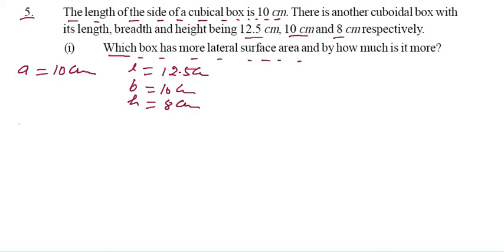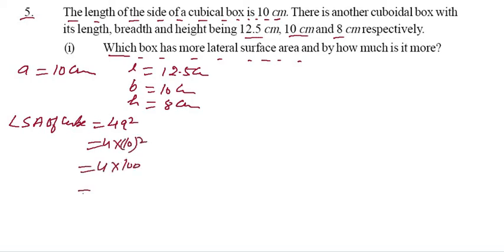Let's find the lateral surface area of both. So first of all, LSA of cube is equal to 4a square. So you can put the value. So 4 into a square, that is 10 square. So that one is 4 into 100. So it is 400 centimeter square.